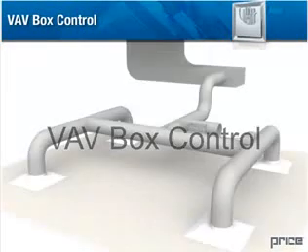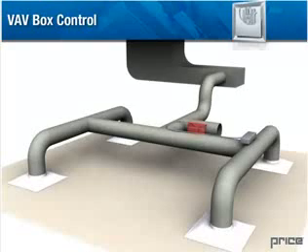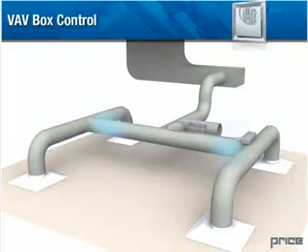VAV box control. The Price pressure control valve, or PCV, is one method of controlling zone pressure. It operates using a signal from a static pressure sensor, which is located in the ductwork. When the static pressure increases above the desired levels in the zone, the damper will close off slightly, thereby reducing the amount of airflow that is allowed to enter the ductwork, which supplies the diffuser.